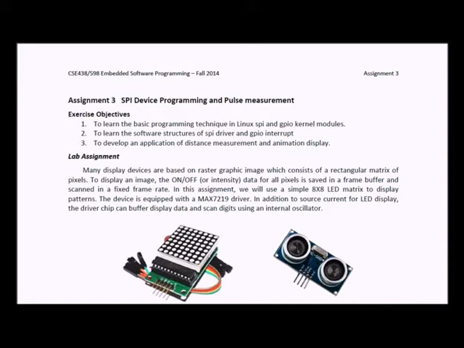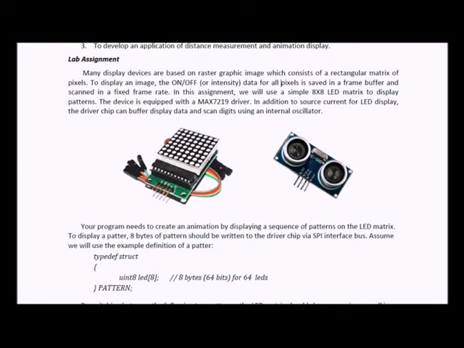By using these two devices, we try to create a kind of animation based on the distance measured. So let us look into this. First of all, we use a MAX7219 driver to drive an LED matrix and display the required patterns. And using the ultrasonic distance sensor, we can measure the distance between the sensor and a particular object.